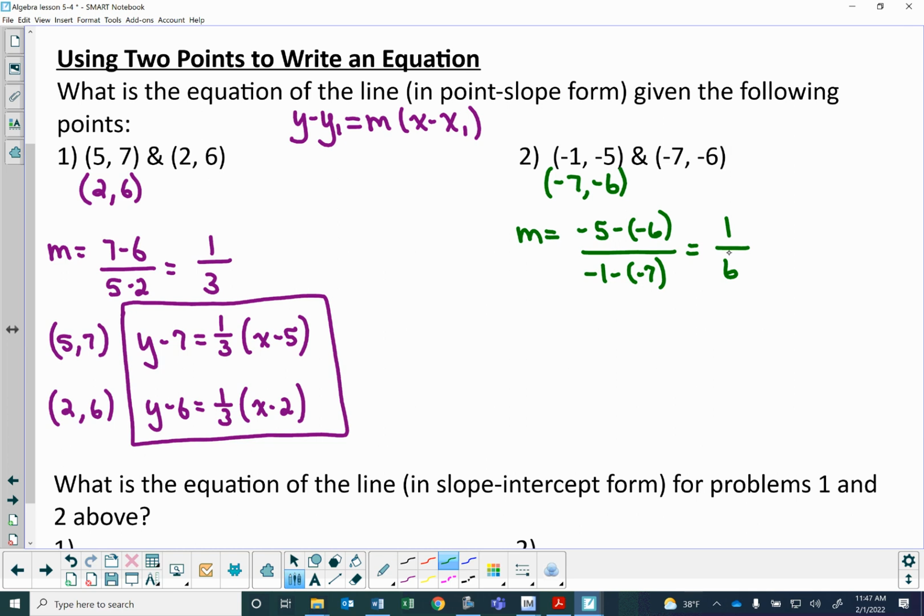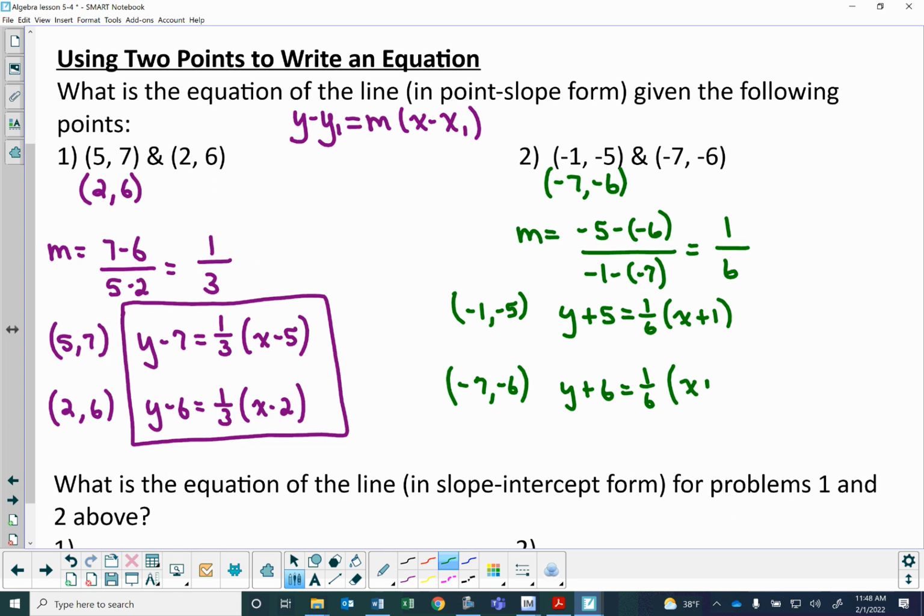So if I choose the first point, the point -1, -5, I'm going to have y minus a minus 5 becomes plus 5 equals m, which is 1/6, parentheses, x minus a minus 1 becomes plus 1. So there's the equation if I use the point -1, -5. And if I use the point -7, -6, I will end up with y minus a minus 6 is a plus 6 equals 1/6, parentheses, x minus a minus 7 is x plus 7.